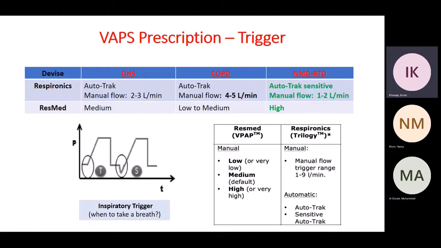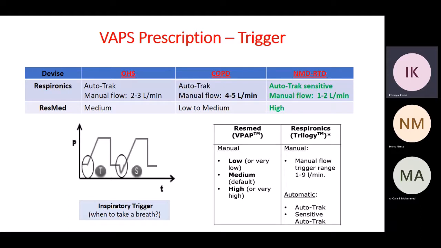So even dropping their pressure by a bit will trigger a breath. So for that, we have to use what we call auto track sensitive. It's some sort of mode that they call it that way. So you have to memorize this name, auto track sensitive, if you are prescribing this to someone with thoracic restrictive disease or neuromuscular weakness. This is for Trilogy, by the way.